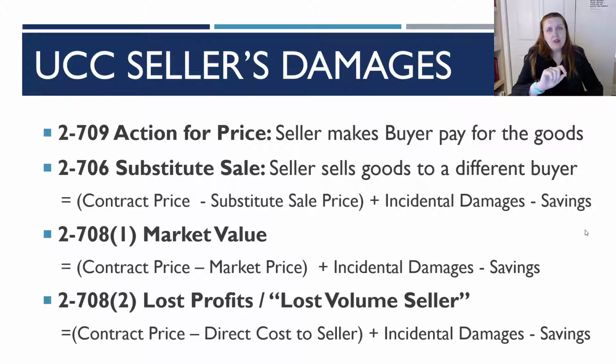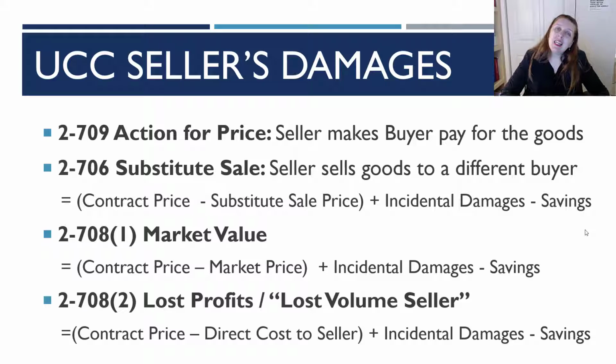And then the final one I wanted to talk about, which we discussed a little bit last class, is the lost profits. And these are largely in situations where we're talking about lost volume sellers. And that's the contract price subtracted from the cost to produce the good. Now, what do we not see in these damages calculations that we saw in the buyer's damages? We don't see consequential damages.